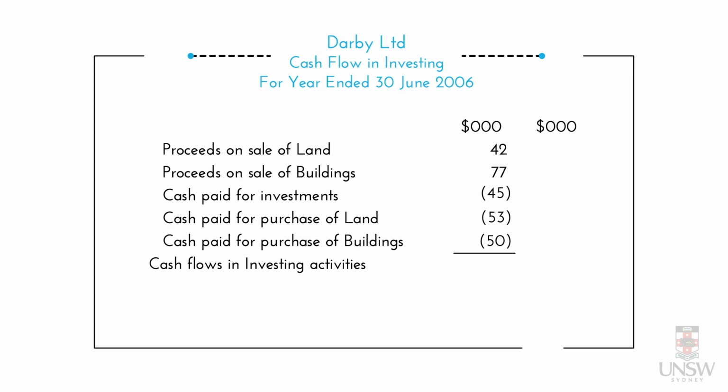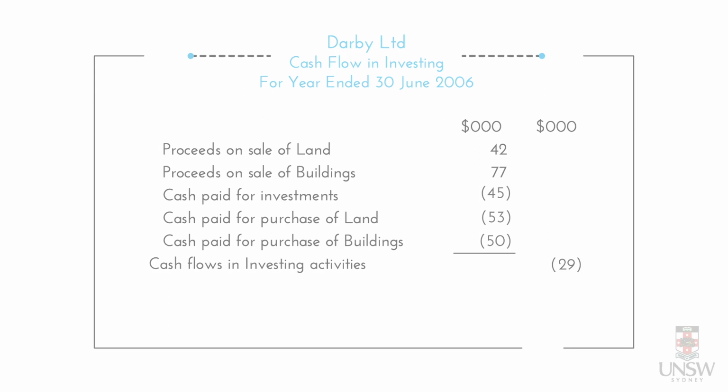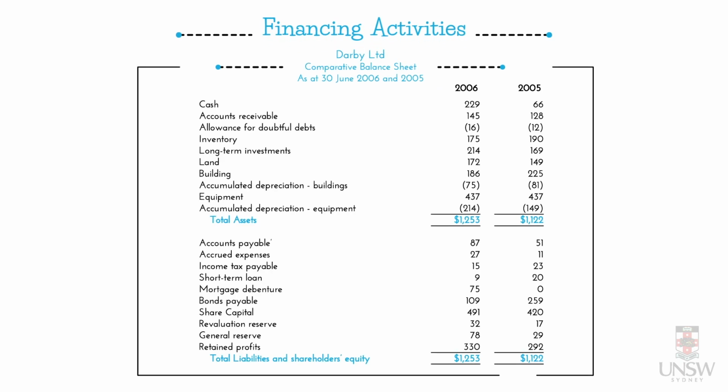So we total up all of our investing activities. It comes to an outflow overall of 29. So next we can look at the financing activities section. So in financing activities, we're interested in non-current liabilities, so things like mortgages.